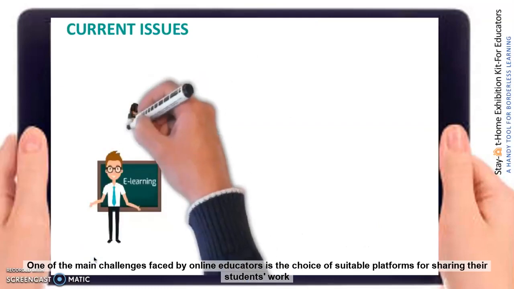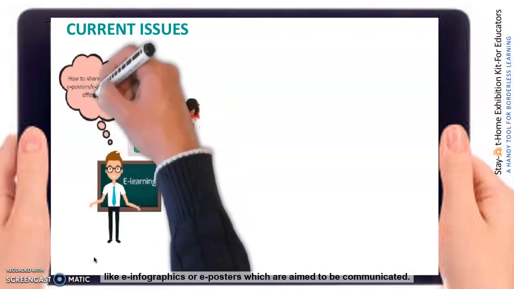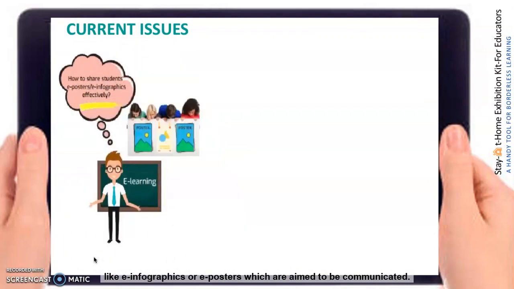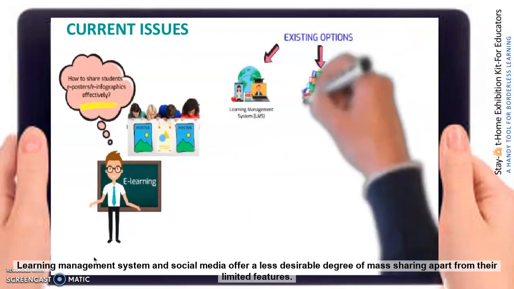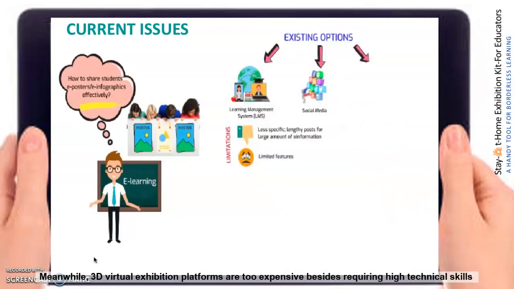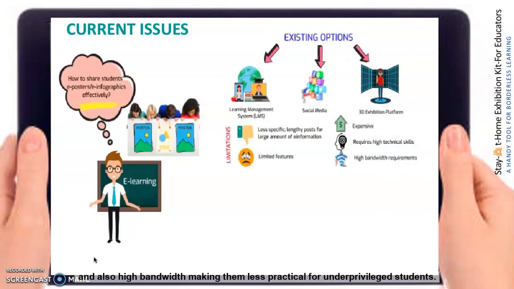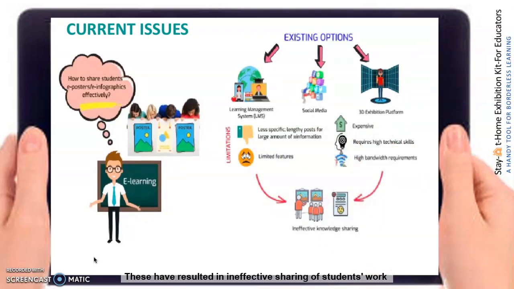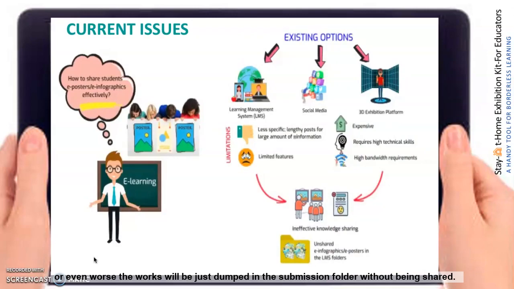One of the main challenges faced by online educators is the choice of suitable platforms for sharing their students' work like e-infographics or e-posters, which are aimed to be communicated. Learning management system and social media offer a less desirable degree of mass sharing apart from their limited features. Meanwhile, 3D virtual exhibition platforms are too expensive besides requiring high technical skills and also high bandwidth, making them less practical for underprivileged students. This has resulted in ineffective sharing of students' work, or even worse, the works will be just dumped in the submission folder without being shared.